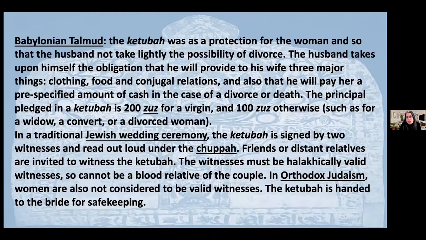So in the ketubah, traditionally, the man takes upon himself the obligation to provide his wife with three major things: clothing, food, and conjugal relations. And by the way, the Talmud specifies that according to the particular job that the guy has, he has to have sexual relations with her once a week, three times a week, once a month, whatever it is, okay? That's the obligation that he has. He also agrees in this ketubah to pay her a specified amount of money.